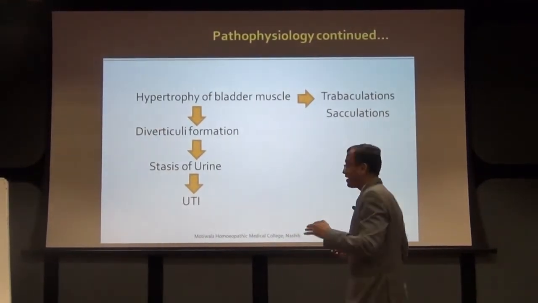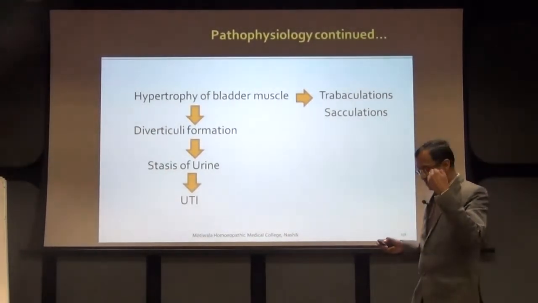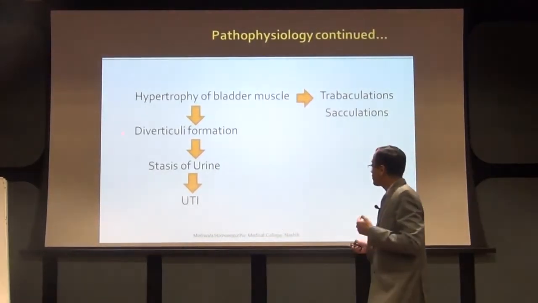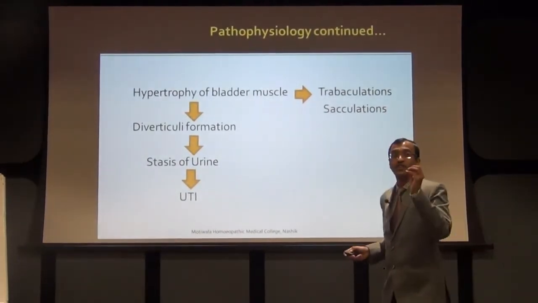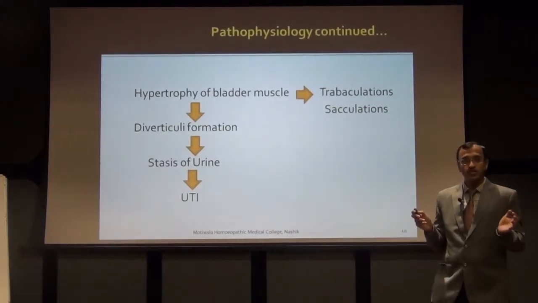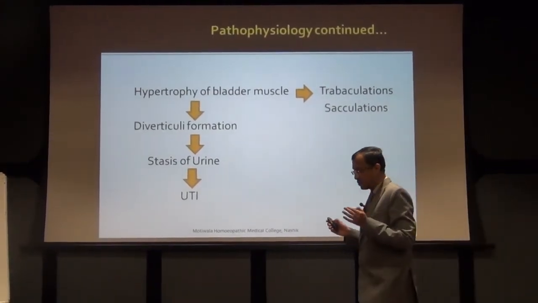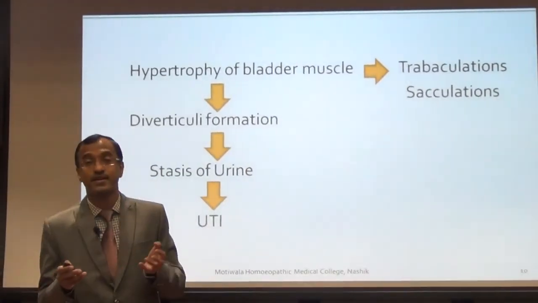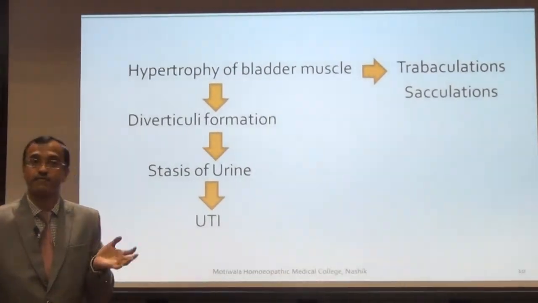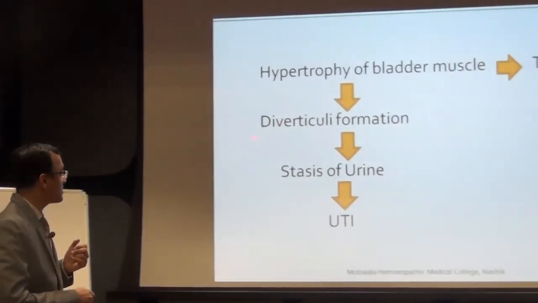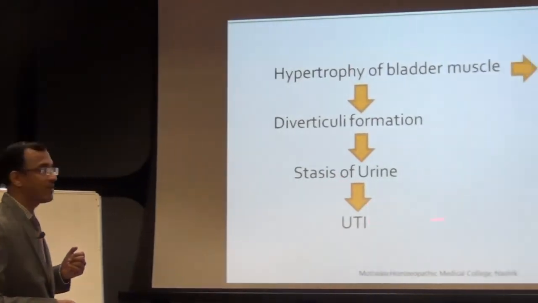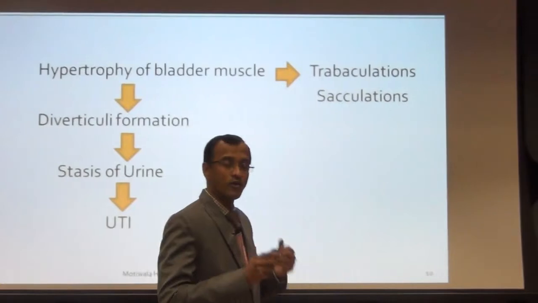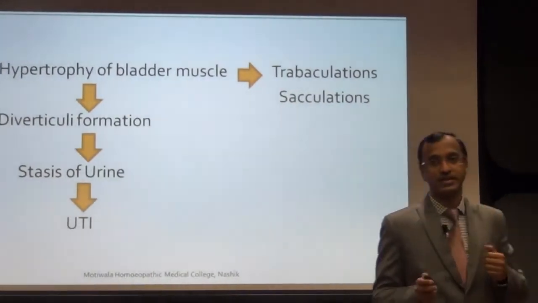Now, once it has again not been treated or has been overlooked, the next level that develops is diverticuli formation. So if you see diverticuli noted in the urinary bladder, we are really talking about an advanced case where benign prostatic hypertrophy has developed. These diverticuli or sacculations will also be responsible for stasis of urine and for urinary tract infection.